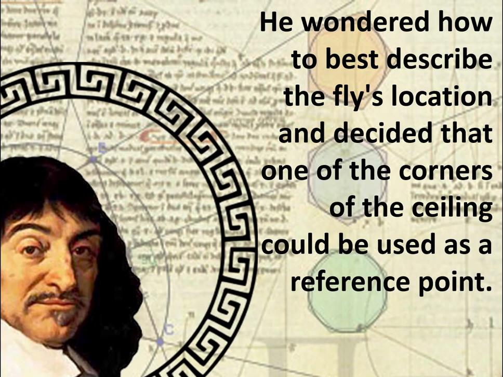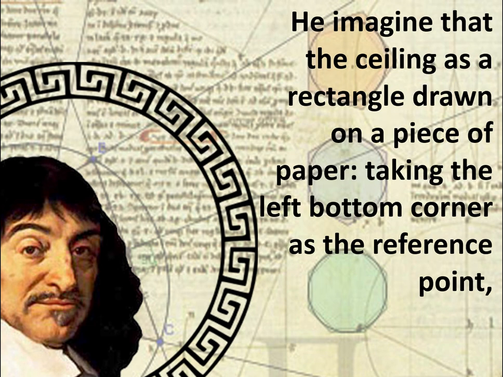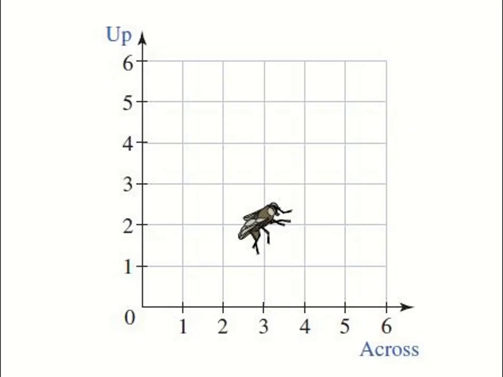He wondered how to best describe the fly's location and decided that one of the corners of the ceiling could be used as a reference point. He imagined the ceiling as a rectangle drawn on a piece of paper, taking the left bottom corner as the reference point. So this is how Rene imagined the location of the fly on the ceiling.